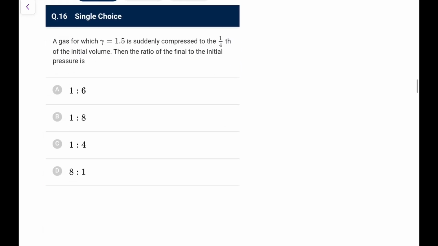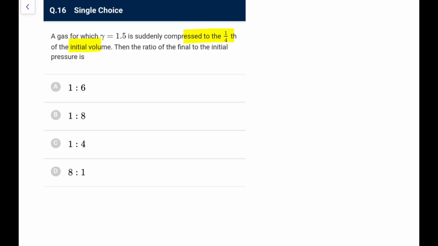Next, a gas for which gamma is 1.5 is suddenly compressed to 1/4 of the initial volume. Then the ratio of the final to the initial pressure is. So simply what you will write, suddenly means it is taken as adiabatic. Just remember, everything suddenly means it is taken as adiabatic.